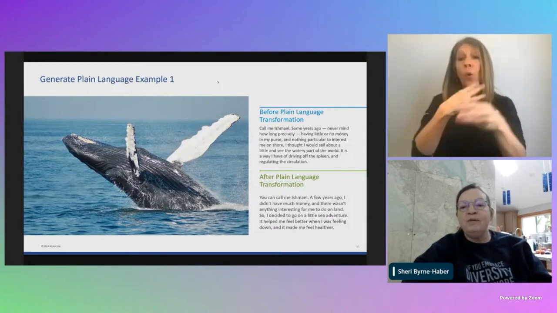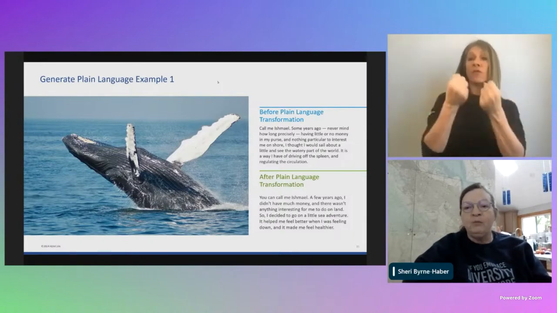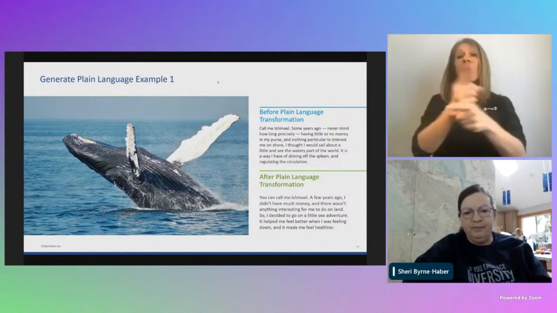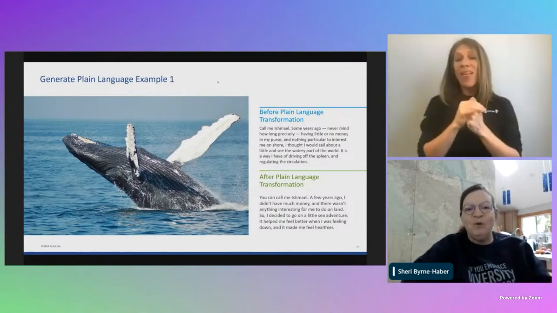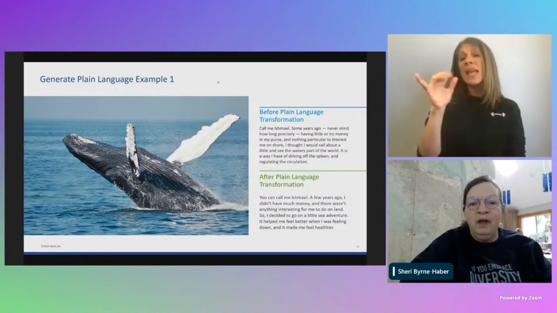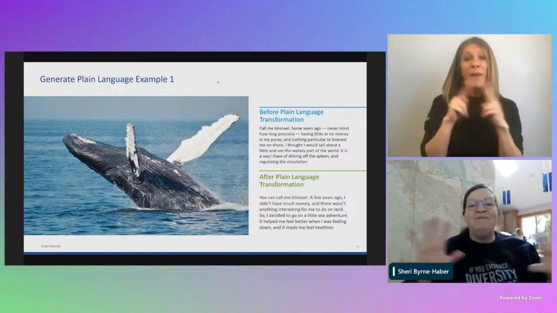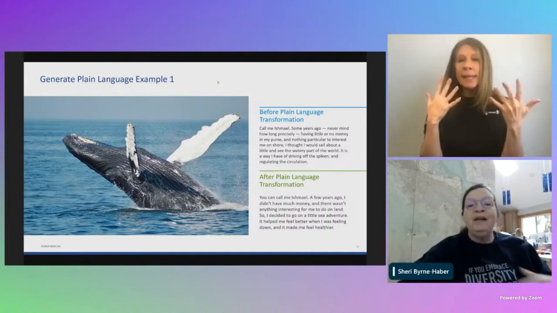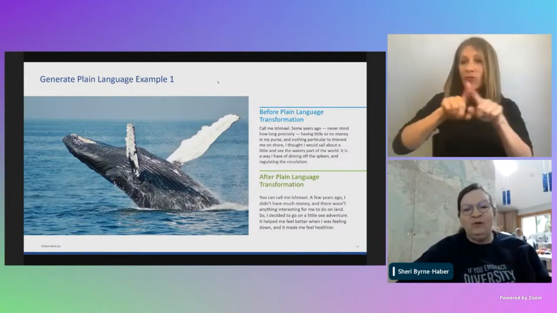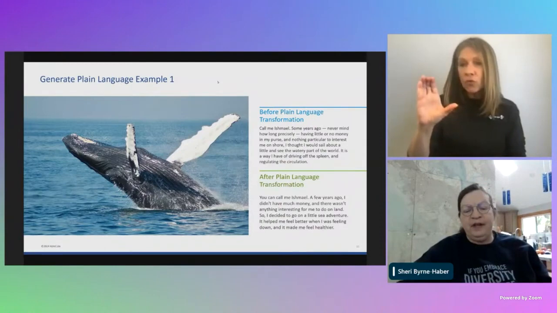"It is a way I have of driving off the spleen and regulating the circulation." Okay, that paragraph is kind of why Moby Dick drives people crazy, because it's very, very evocative language, but it's also language from the 1800s that's a little bit difficult to understand.